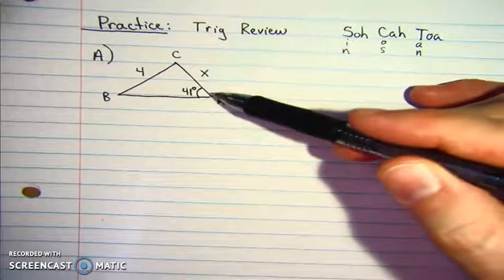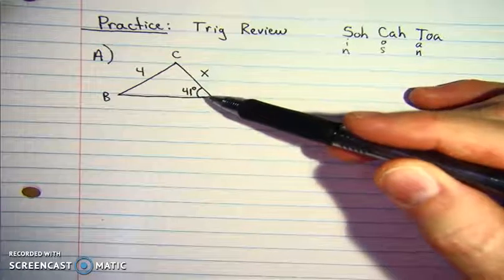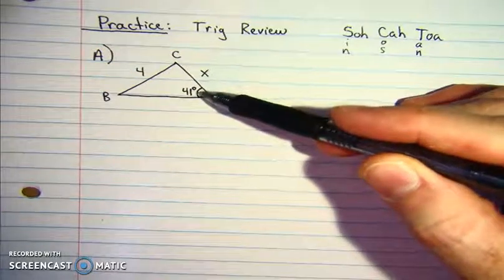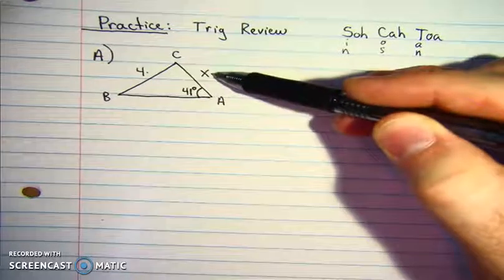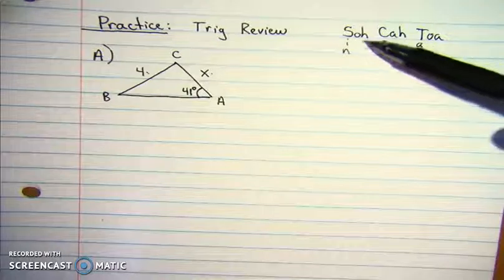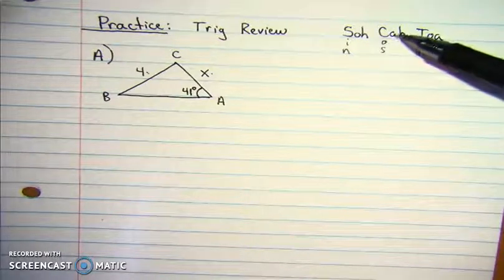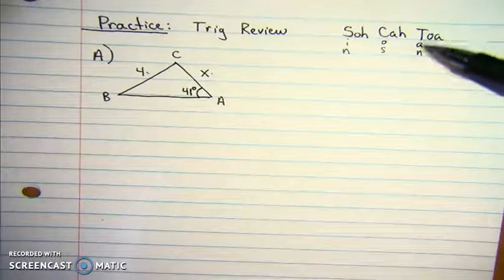So in order to do that, I need to decide which trig function do I need. Well, my angle is right here, so this side is the opposite of that angle. This side is adjacent to that angle, so opposite and adjacent. I look over here and I say, this is opposite and adjacent. This is what I want to use. I want to use the tangent function.